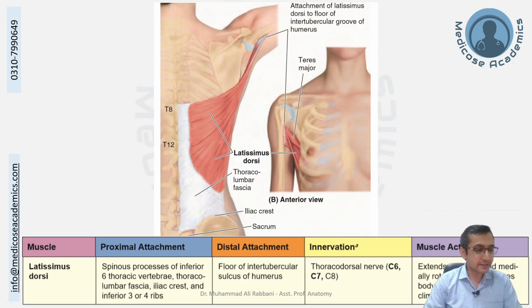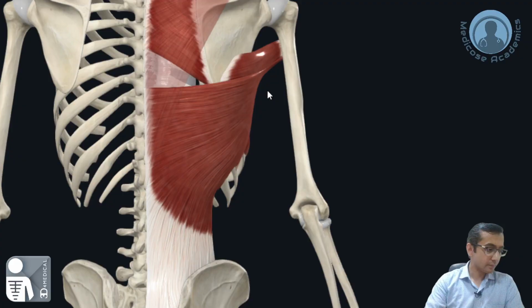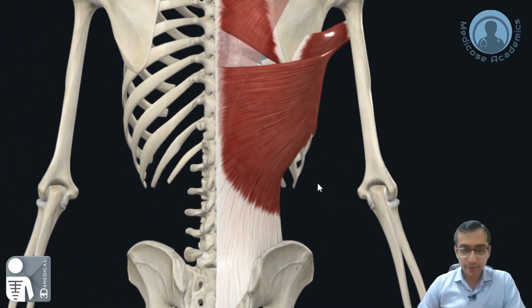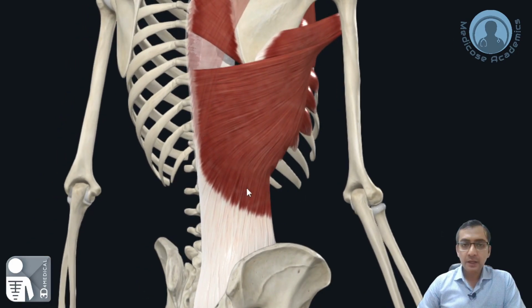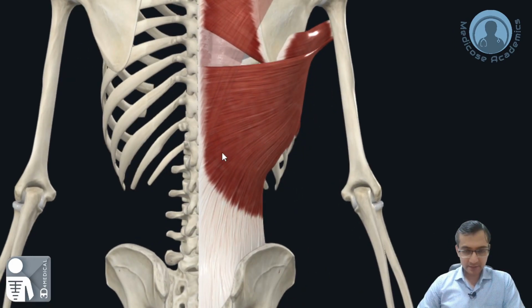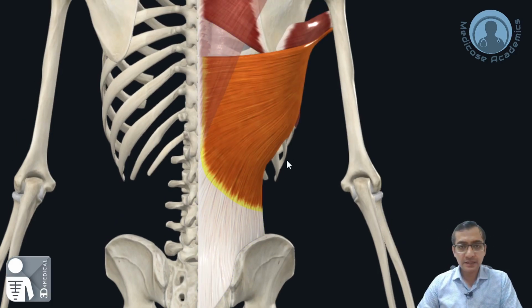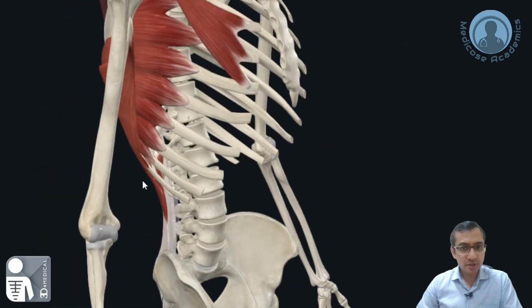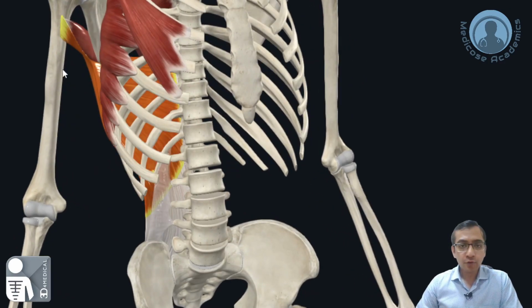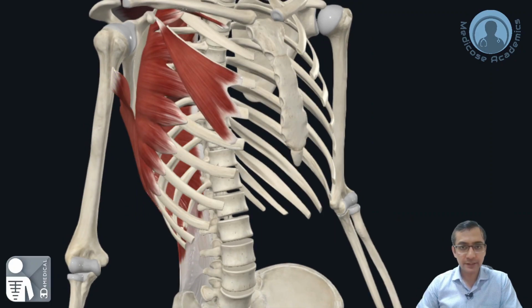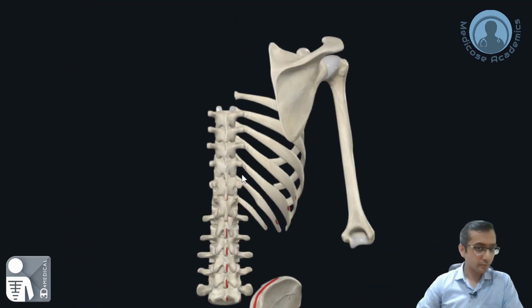This brings us to the latissimus dorsi. So this is the large expanded muscle, the latissimus dorsi. It is the one that arises from the back, and you can see this is the only muscle that arises from the pelvic girdle too, and it fans around the lower chest, comes around and gets inserted into the floor of the bicipital groove. Let us isolate its origin and insertion.